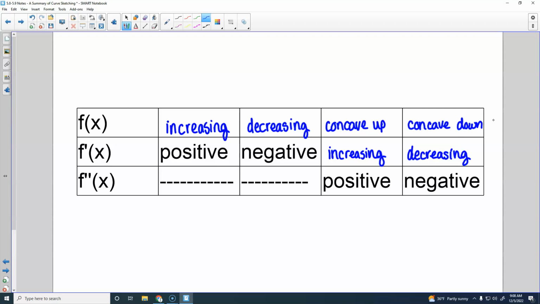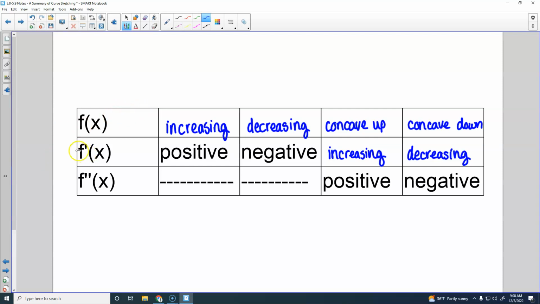All right. Now, we will be asked questions about this. Sometimes we'll be asked to take the derivative and tell about the original function. Sometimes we might be given the original function and be asked about the derivatives or second derivatives. And we'll see some different questions like that. So it depends on what you have information for.